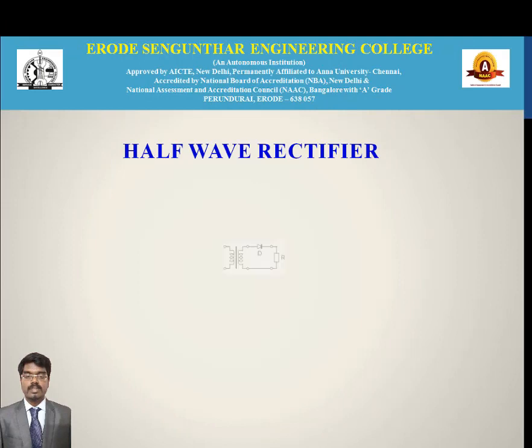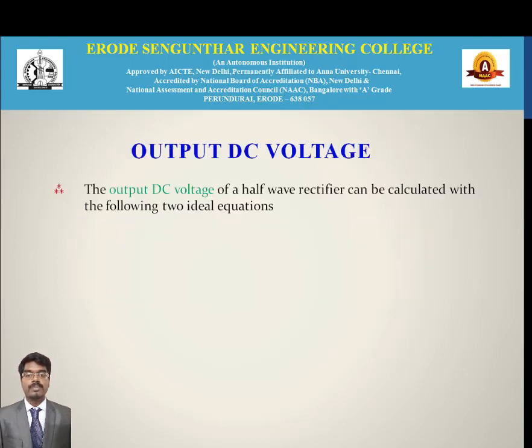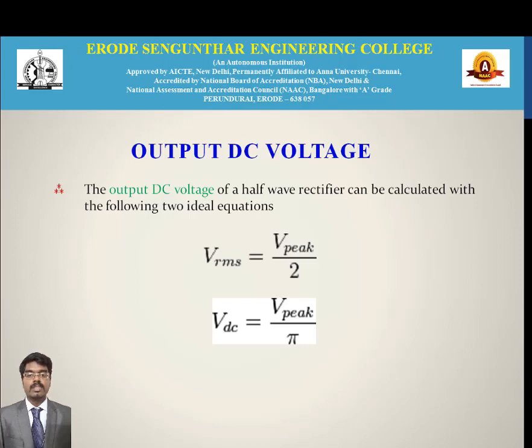The first type of rectifier circuit is the half wave rectifier. The half wave rectifier circuit is supplied with an alternating current. Here, only the positive half cycle conducts, the negative half cycle won't conduct. At the output, you will be getting half conduction, so the name half wave rectifier. The output DC voltage can be calculated by the following two equations. First, the RMS output voltage is the maximum peak value divided by two. Then the average output voltage is the maximum peak value divided by pi.